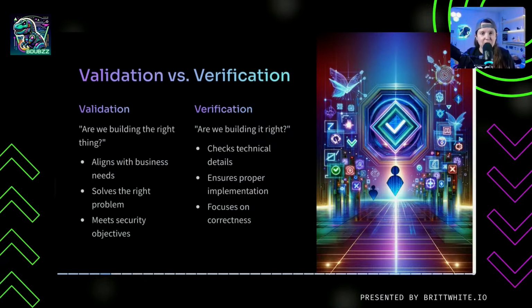Both processes run throughout development, with verification focusing on completeness, correctness, and consistency. The intensity of these processes depends on the value of the system. Critical systems like financial applications or medical devices require rigorous testing, while internal wikis need much less scrutiny. Together, validation and verification form the foundation of our security assessment strategy. Validation ensures we're meeting business and security objectives, while verification confirms we're implementing controls correctly, setting us up perfectly for the different types of audits we'll discuss next.